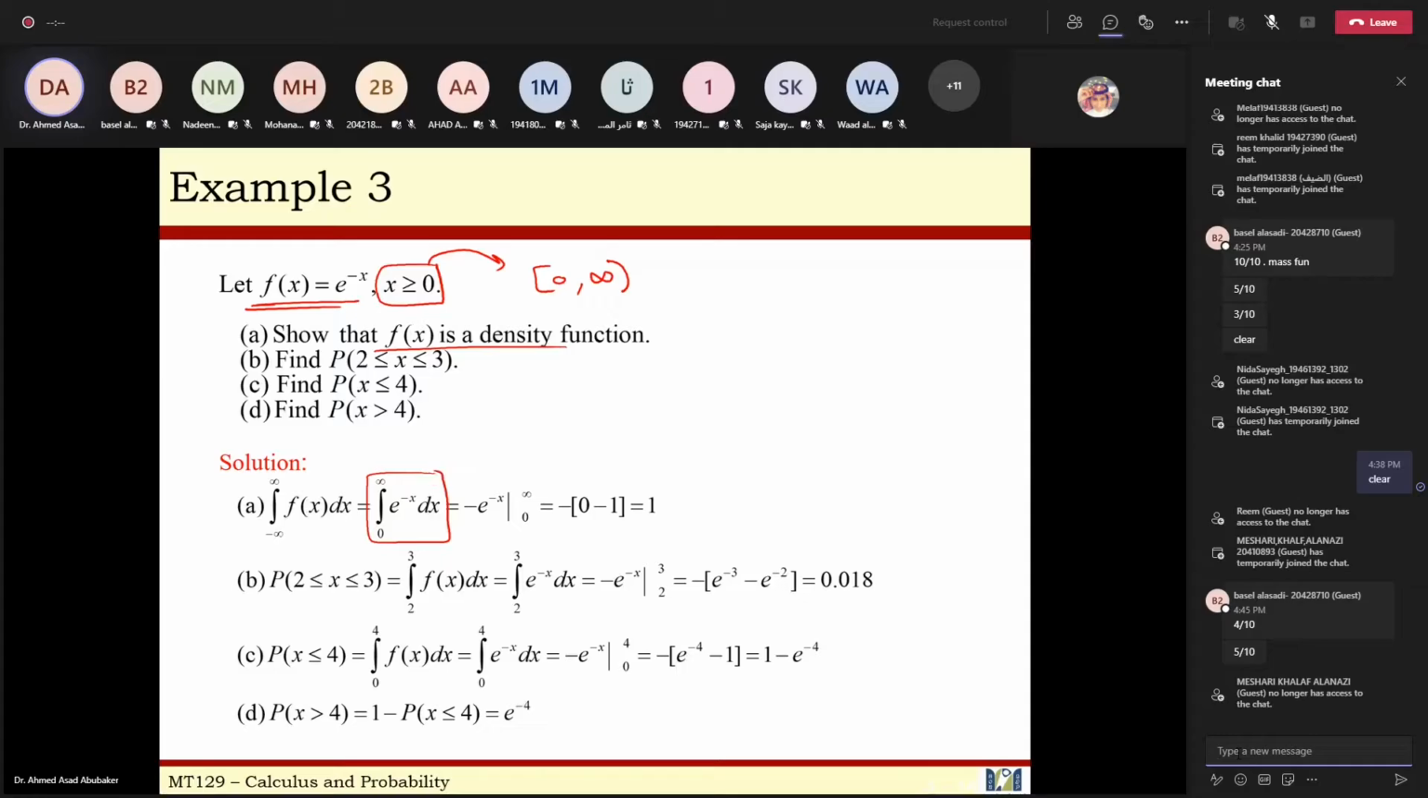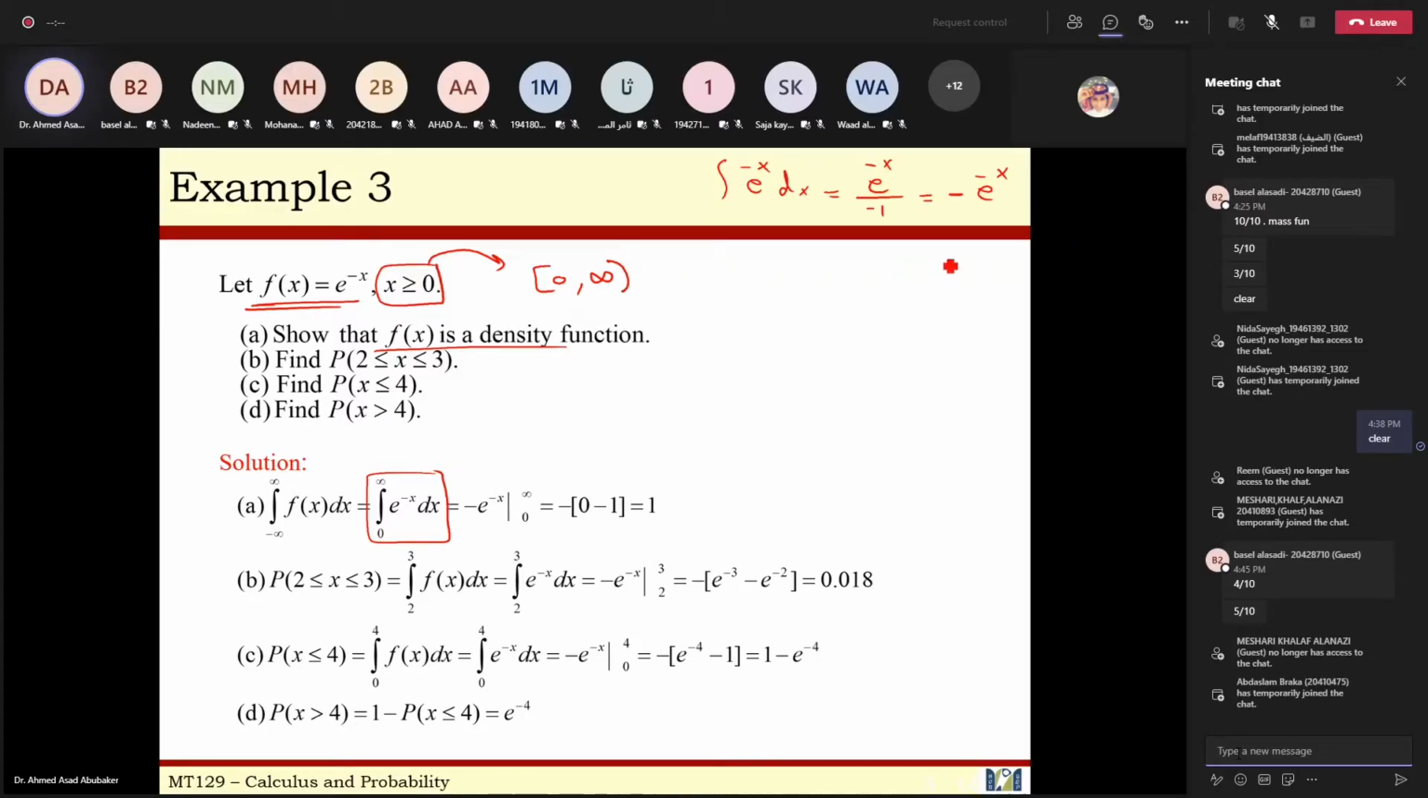Okay, now the integral of e to the power negative x dx is equal to e to the power negative x over negative 1, the coefficient of x. We can put it like this. Okay, put the negative sign in front of the term. Now, also we have some notes.